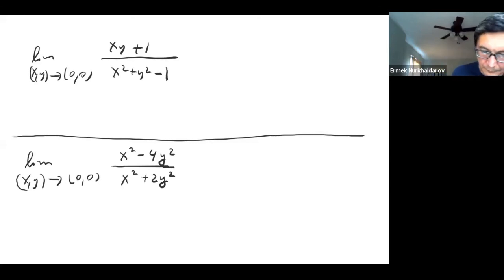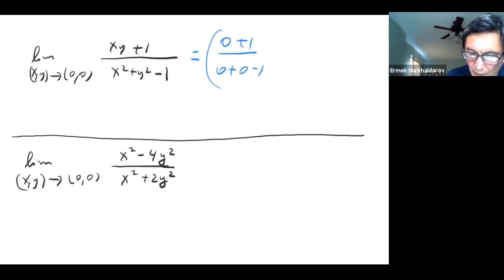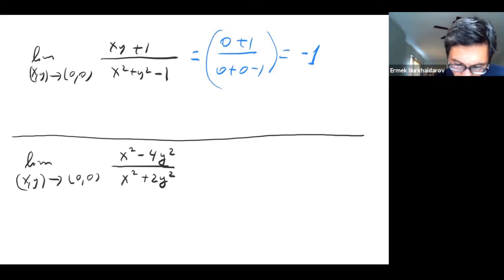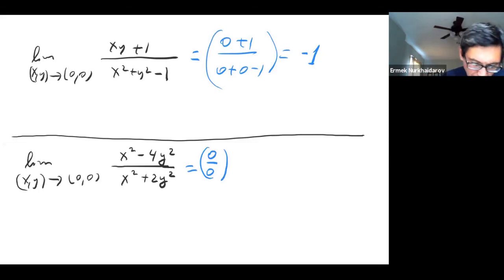Okay, so the first one equals, you're going to get 0 plus 1 over 0 plus 0 minus 1. And there is no difficulty with calculating, so the answer is negative 1. Okay. Second one is more confusing. We're going to get 0 over 0, which means we need to do actual calculations. So again, we'll do our paths. So do path horizontal and path vertical.